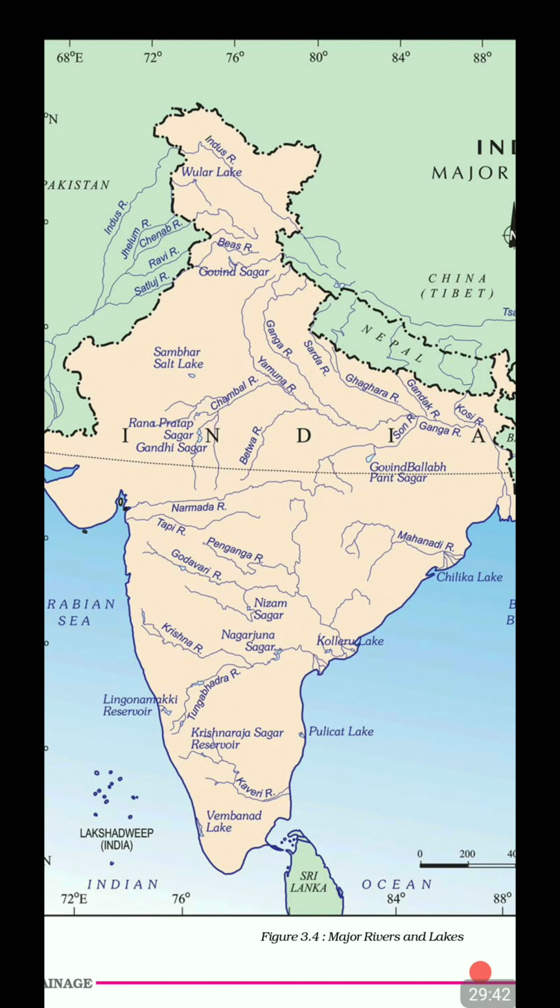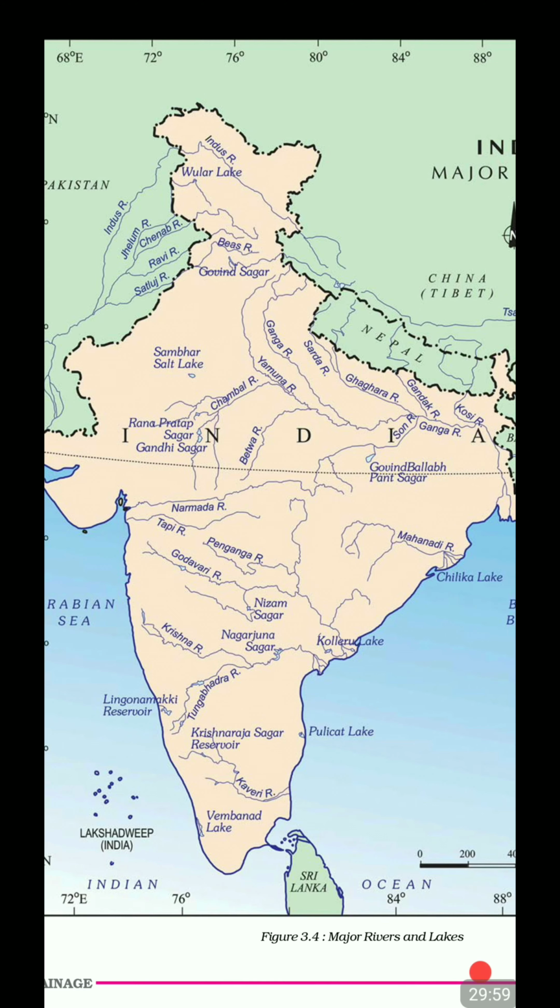Mahanadi again originates from the Dandakaranya Plateau. It's in Chhattisgarh, and it makes a delta. It starts to form at Cuttack, right? The Chhattisgarh basin is also known as the rice bowl.